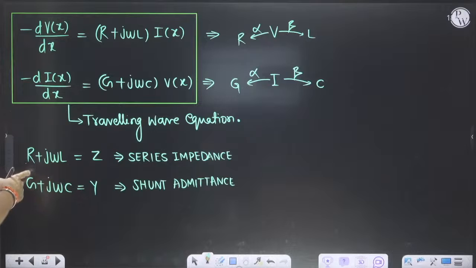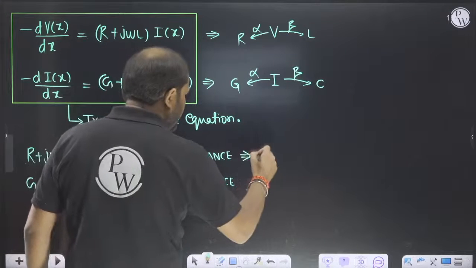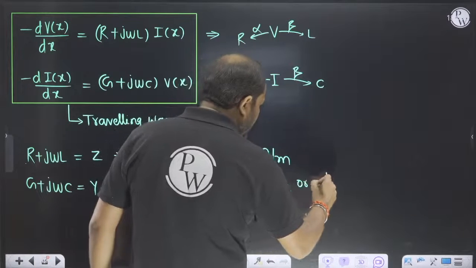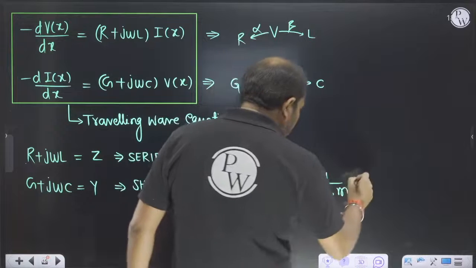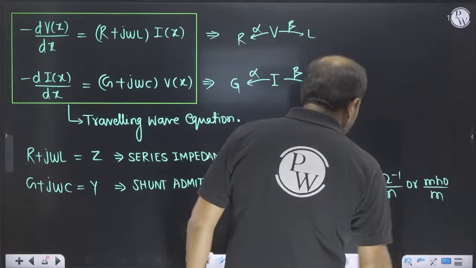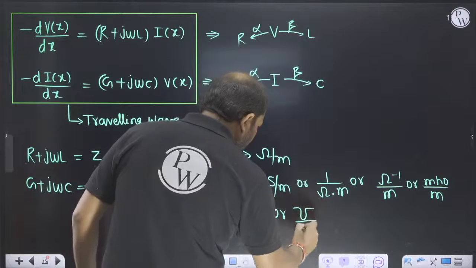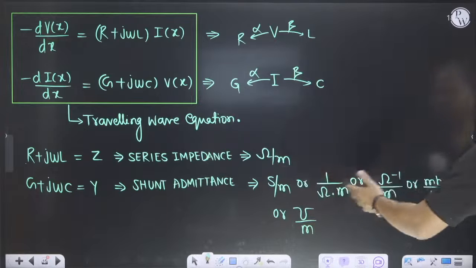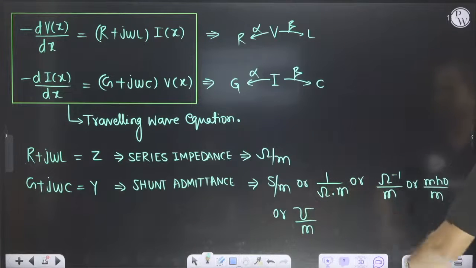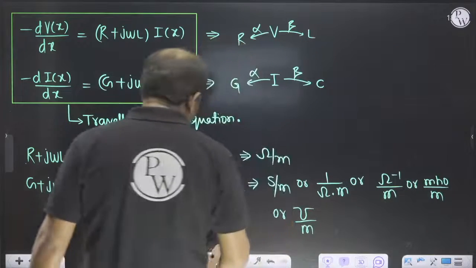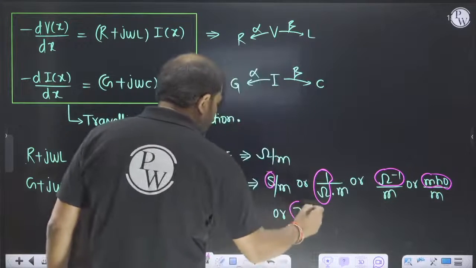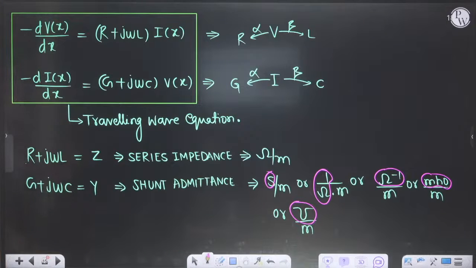Unit of R is ohm per meter. Unit of G is Siemens per meter. So unit of Z is ohm per meter, and unit of Y is Siemens per meter, where Siemens is 1 by ohm, or mho per meter, or you can write it as the inverse of ohm per meter, because Siemens is 1 by ohm, and ohm inverse is mho. So there are many methods to represent Siemens.